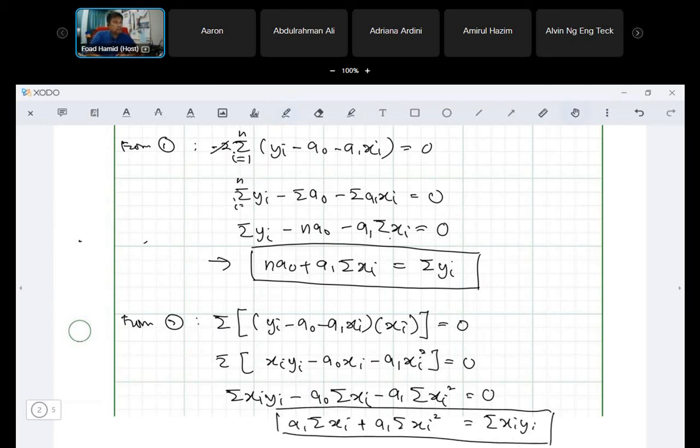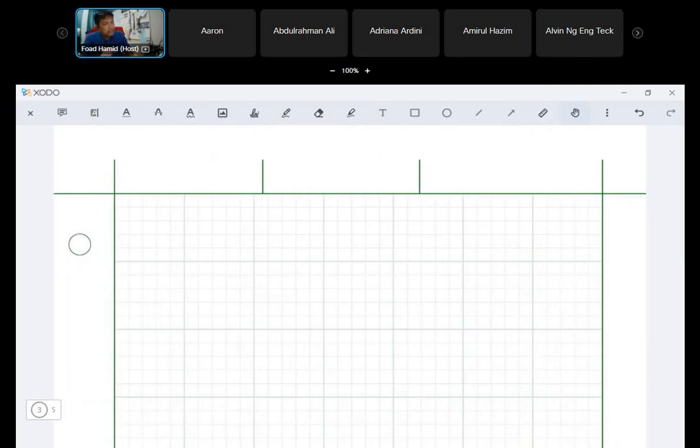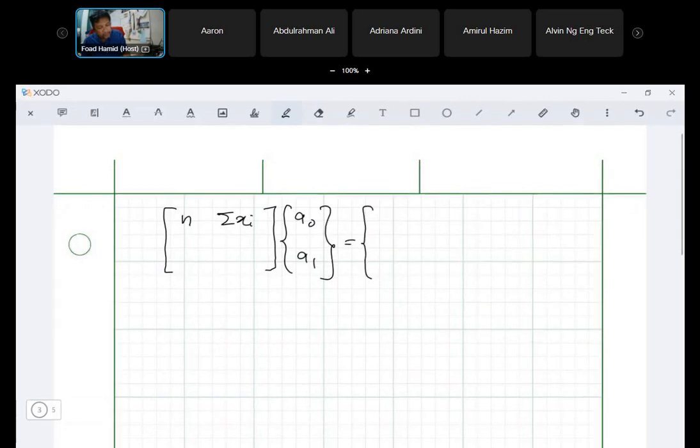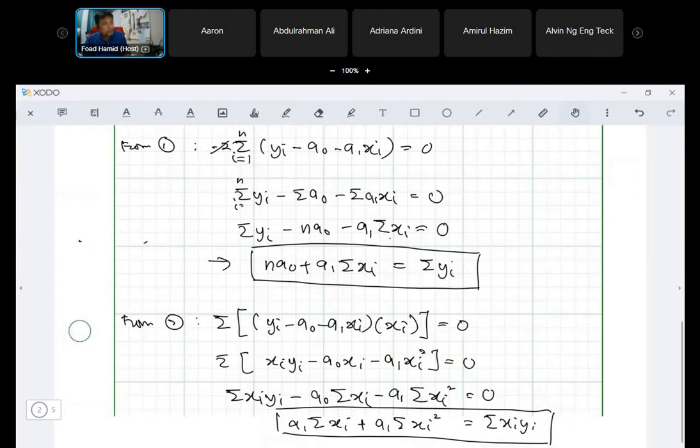These are the two equations. So can we solve for a0 and a1? We are running out of time, so what we can do here is simply write this in the form of an SLE: our n, summation of xi, and of course these are our unknowns, a0 and a1, and this is the value of summation of yi.